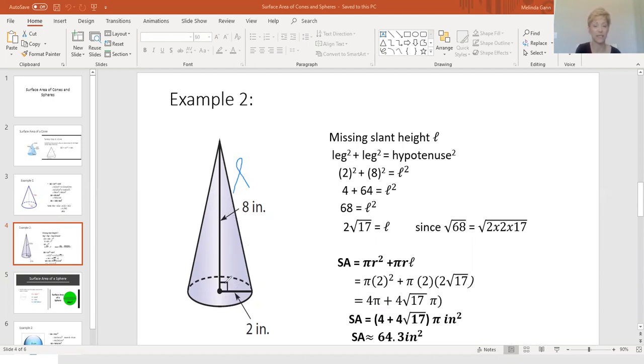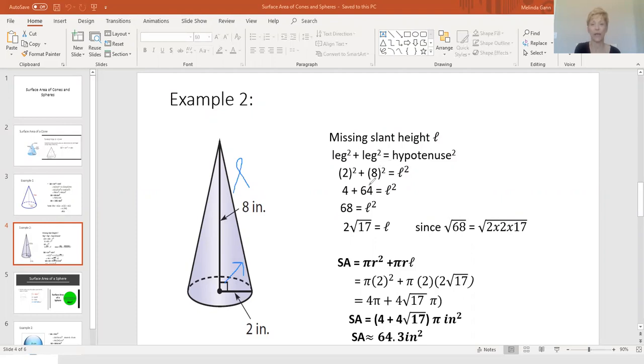Now, this side that's missing is right across from the right angle. Remember, that's called your hypotenuse. So remember, Pythagorean theorem says a leg squared plus a leg squared is the hypotenuse squared. Well, one of my legs is 2, my other leg is 8, and I'm missing my slant length.